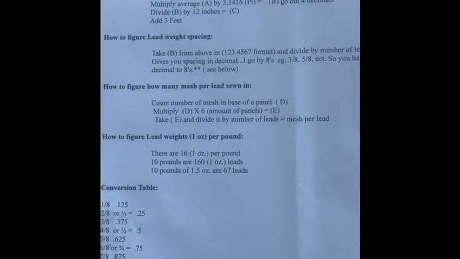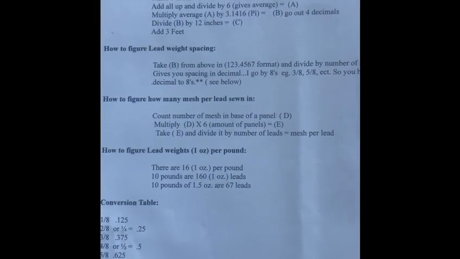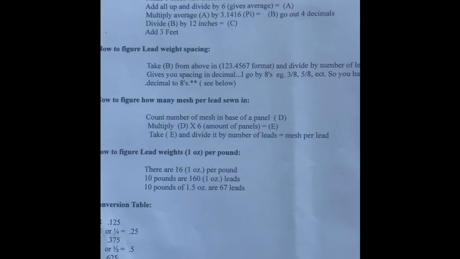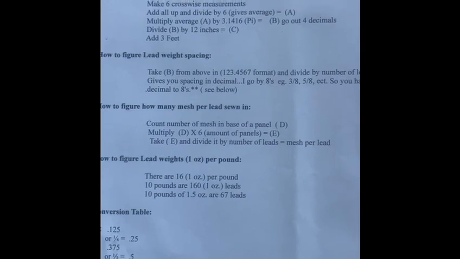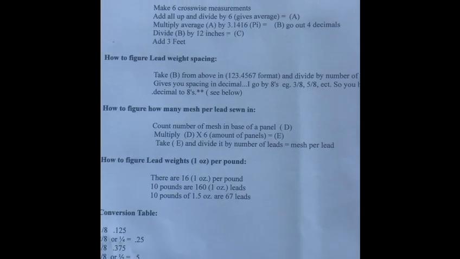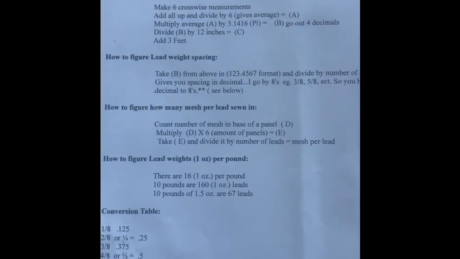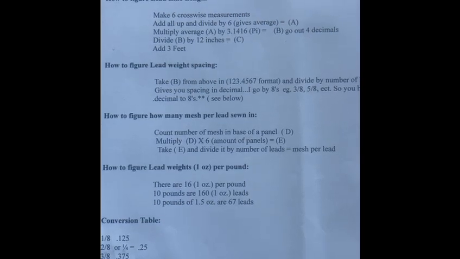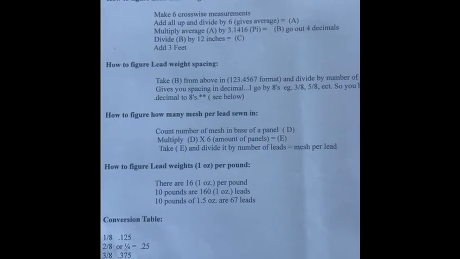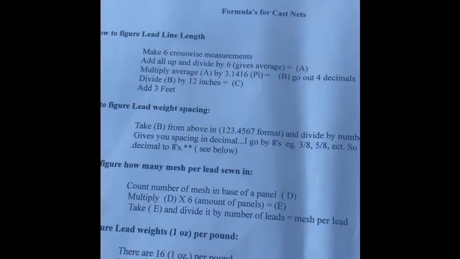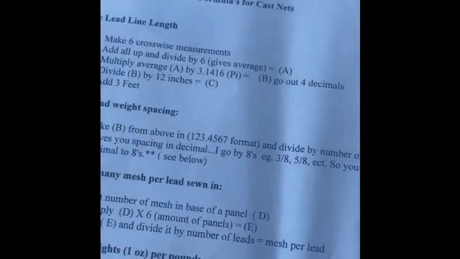Okay, this is the formula sheet for how to figure out lead line length, lead weight spacing, how many mesh per lead, and how to figure lead weights per pound, as well as a conversion table of decimal points to 1/8. And we'll go through this. Okay, this is really pretty easy. What you're going to need is a calculator, a pen, or use your phone to do these easy calculations.